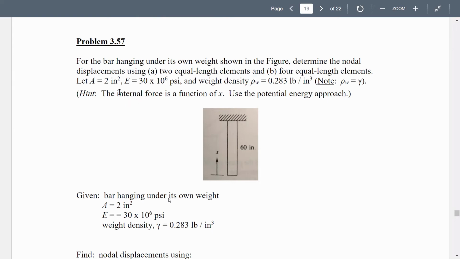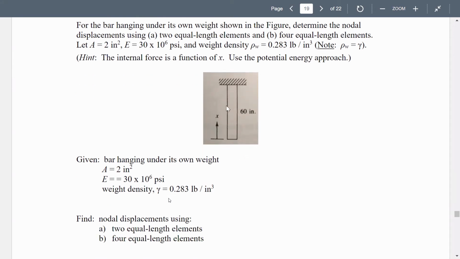We want to use the potential energy approach that we learned today. We cannot solve this by the direct stiffness method, the direct formulation that we did before, because now there is weight involved here. This weight is force per unit volume, so it involves the body force that we discussed today. We want to see what the nodal displacements are when we use 2 equal length elements or 4 equal length elements. We are given A, E, and gamma.